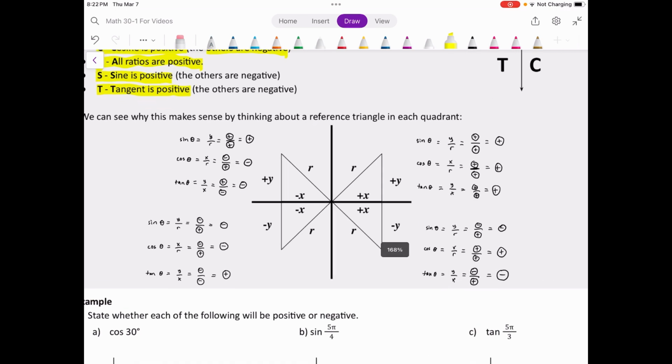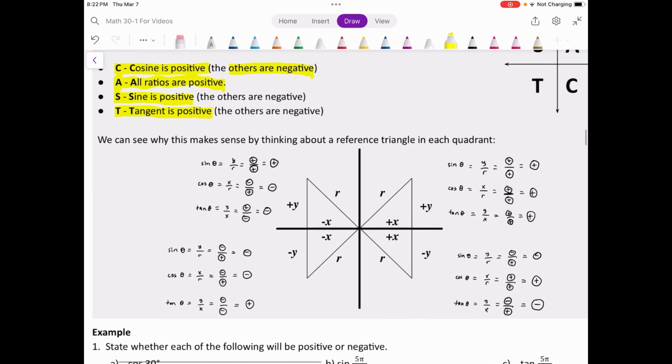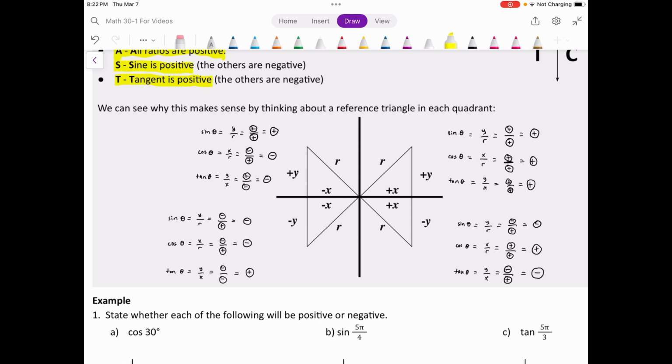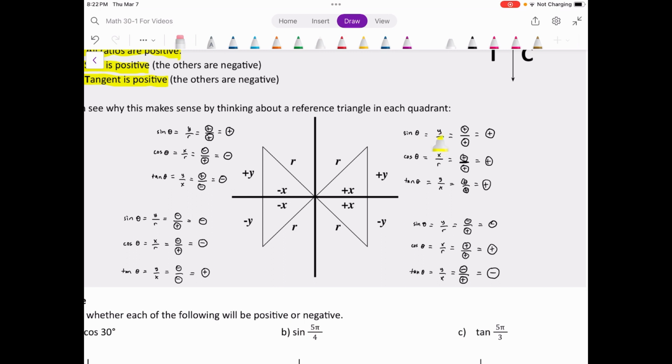Now, like I said, this is not just some weird thing that we say, okay, CAST, remember that, and don't forget CAST. Why? Just because, right? No, it actually makes a ton of sense. Remember, sine equals y over r, opposite over hypotenuse, right? Cos is x over r, adjacent over hypotenuse. Tan is opposite over adjacent, y over x, okay?